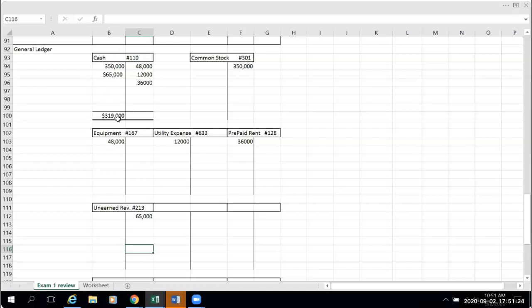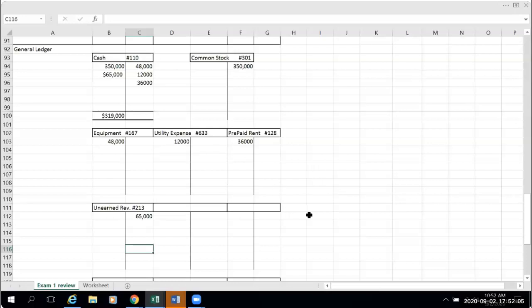How about cash? You have $319,000, let's say. Which side should it be? Normal balance for any asset is on the debit side. How about normal balance for any common stock? It's on the credit side. So if you credit common stock will increase. Prepaid rent is an asset. Normal balance is debit. Asset, debit. How about utility expense? Normal balance for any expense is debit.